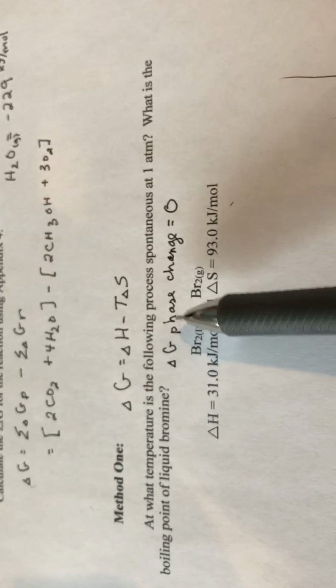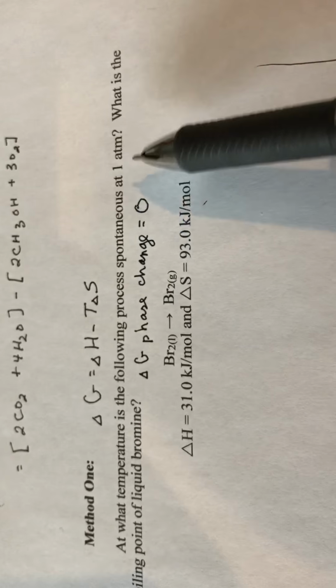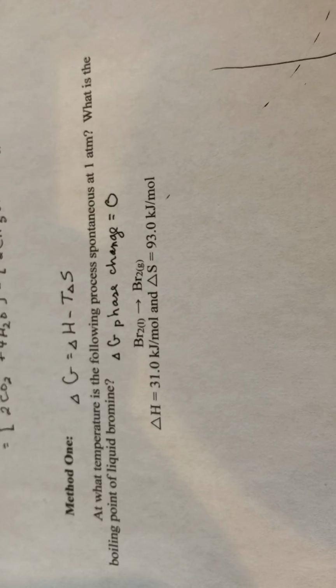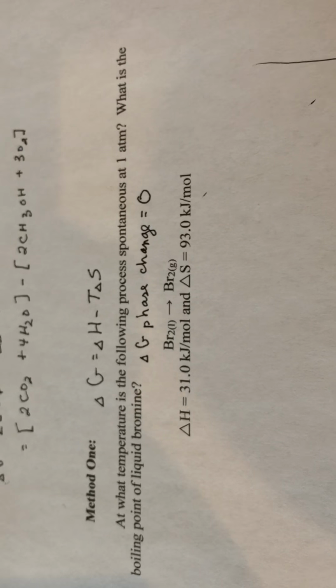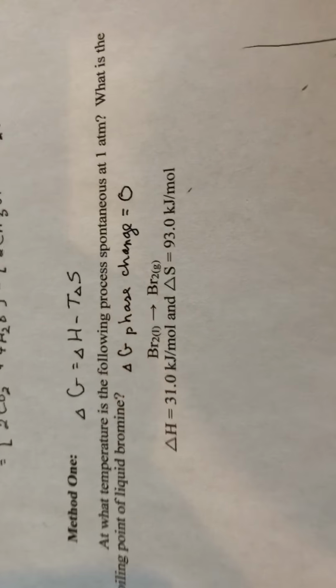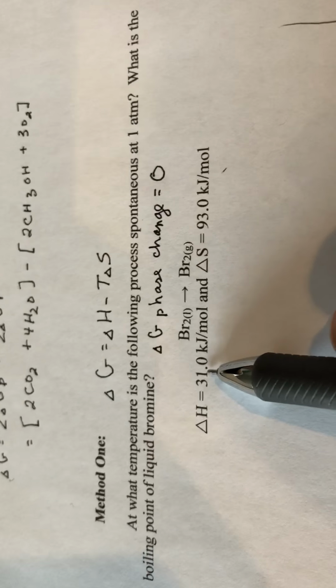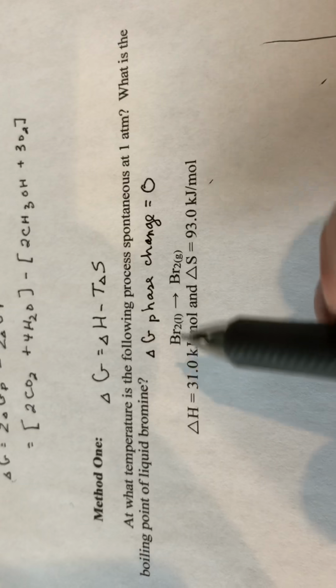At what temperature is the following process spontaneous at 1 atmosphere? What essentially is the boiling point of liquid bromine? That's what we're asking here. What is the boiling point of liquid bromine? Here in the problem, delta H is equal to 31 kilojoules per mole.